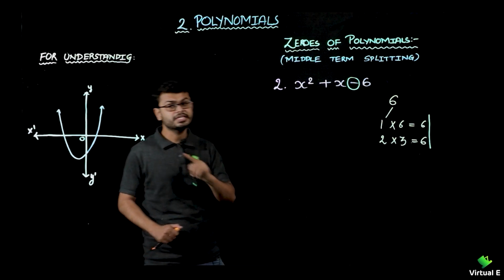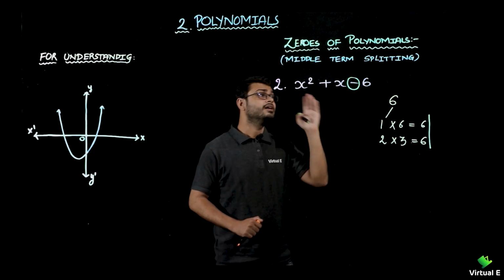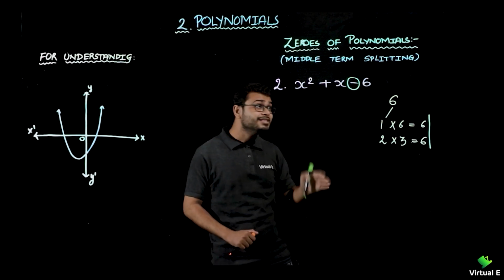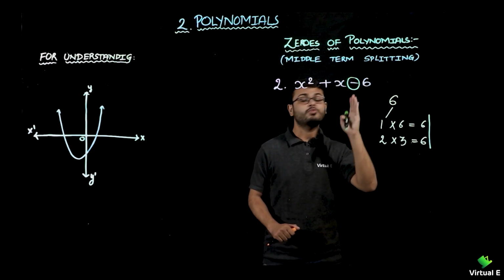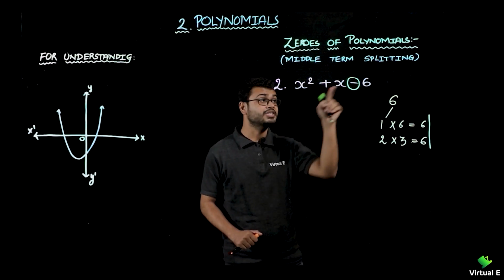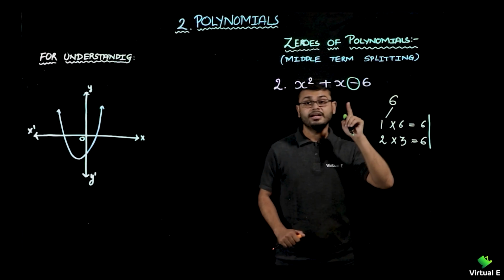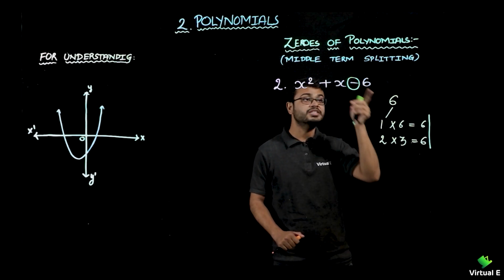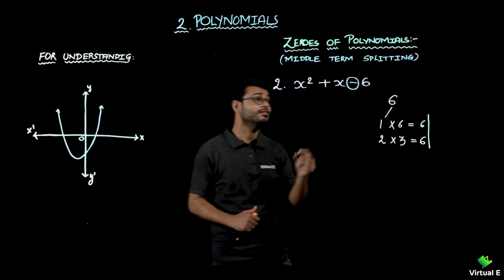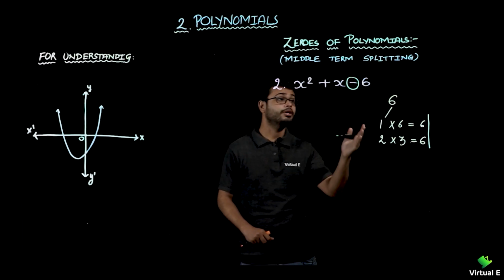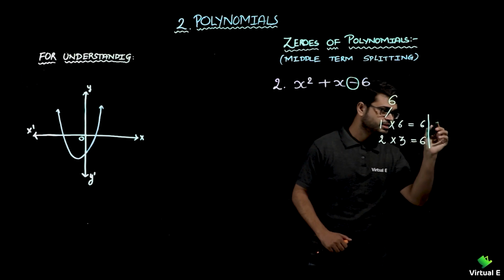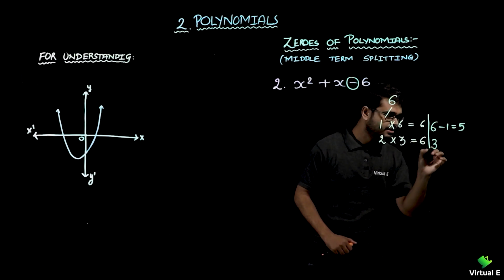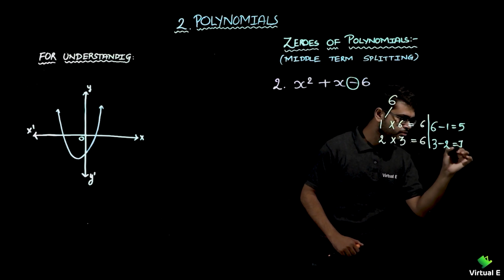What we did in the previous case, we added because the sign of the constant was positive, but in this case the sign of the constant is negative. Remember, the sign of the constant plays a very important role. We are going to do the operation on factors based on that only. So the sign of the constant is negative, so I am going to subtract the factors. 6 minus 1 is equal to 5 and 3 minus 2 is equal to 1.